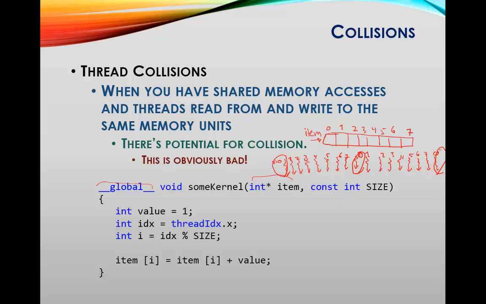So what I'm asking these threads to do is each go to element number 0, and each add 1 to element number 0. So basically, item number 0 should be 3, because 3 threads are supposed to write into that unit. Item number 1 after the operation of my kernel should be 3, because thread number 1, thread number 9, and thread number 17 all will attempt to write to item number 1.